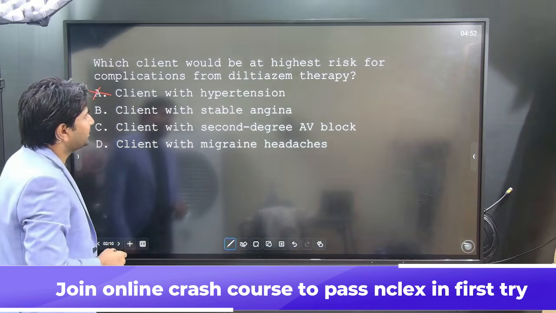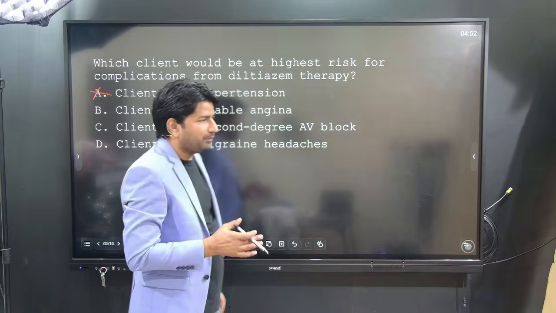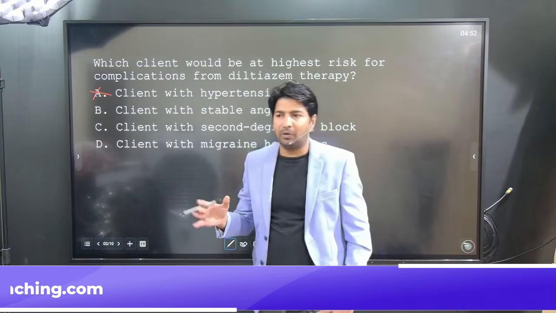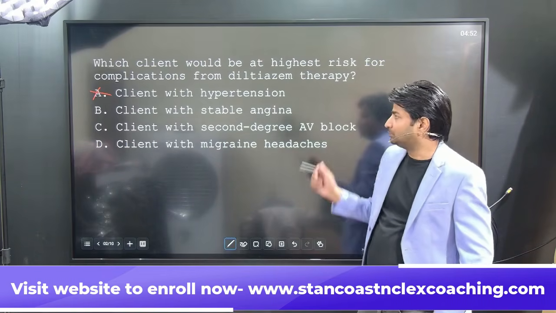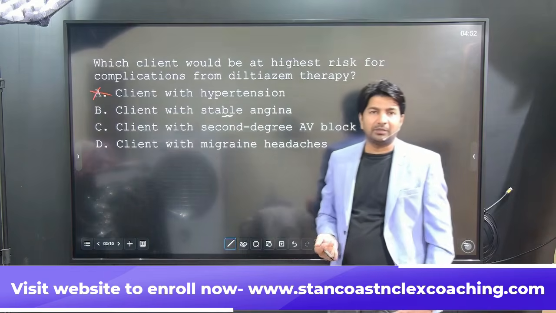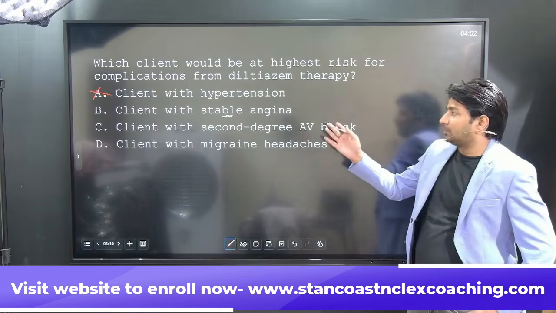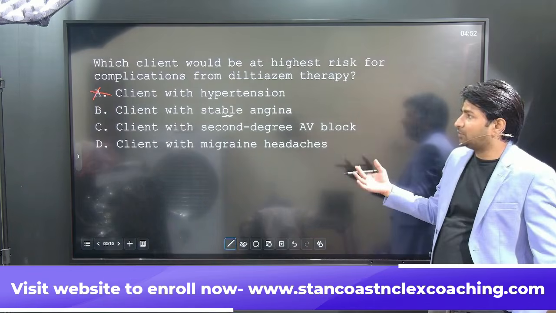Client with stable angina. Stable angina is a condition in which the myocardium is suffering from low oxygen. So it means demand is high, but supply is low, and the angina is stable. This means the pattern of angina is predictable. It may be that if the workload is increased, then the angina worsens.